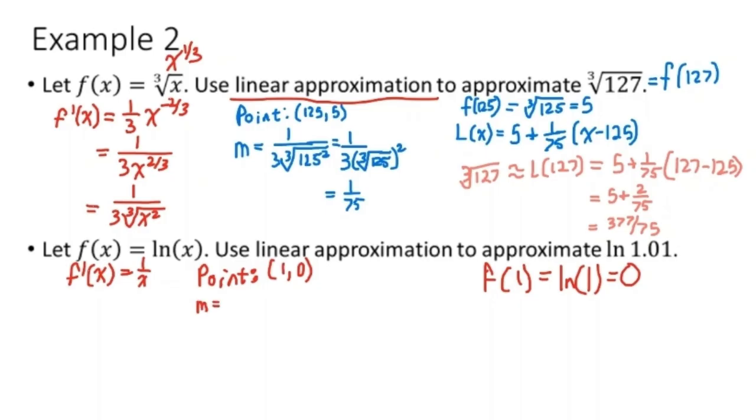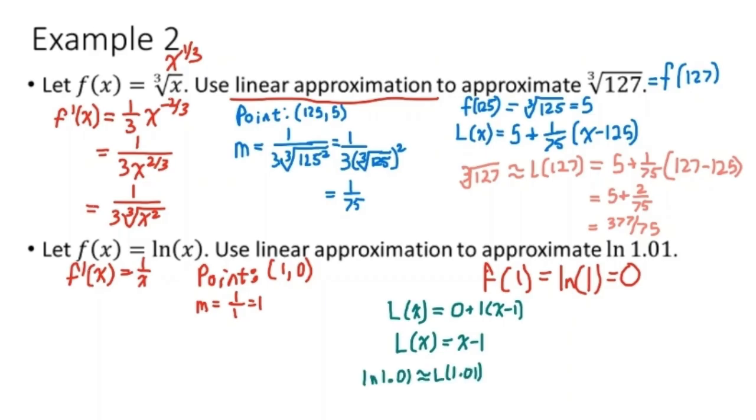For the slope of our tangent line, we'll plug 1 into our derivative. We got 1 over 1, which is just 1. Now we can form our linear approximation, our tangent line, which we'll call L of x. Using the modified point slope form, our L of x would equal 0 plus 1 times (x minus 1), which simplifies nicely to x minus 1. So our natural log of 1.01 is approximately equal to L of 1.01, which is 0.01. So natural log of 1.01 is approximately 0.01.